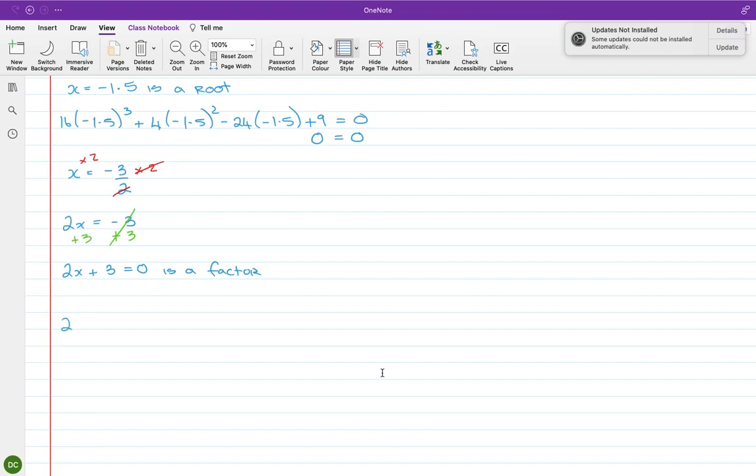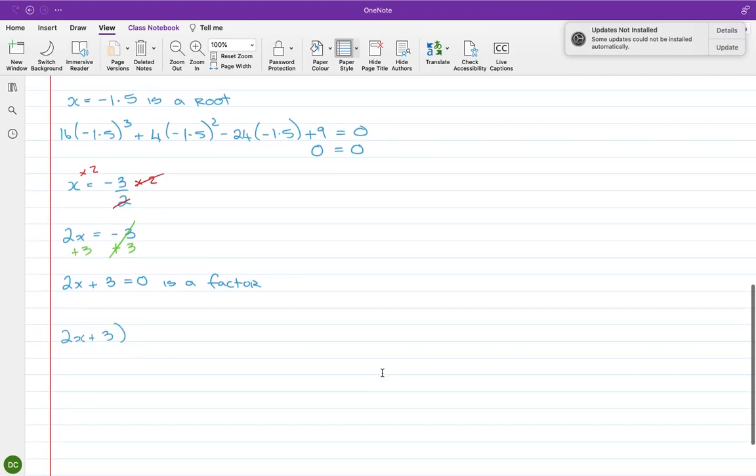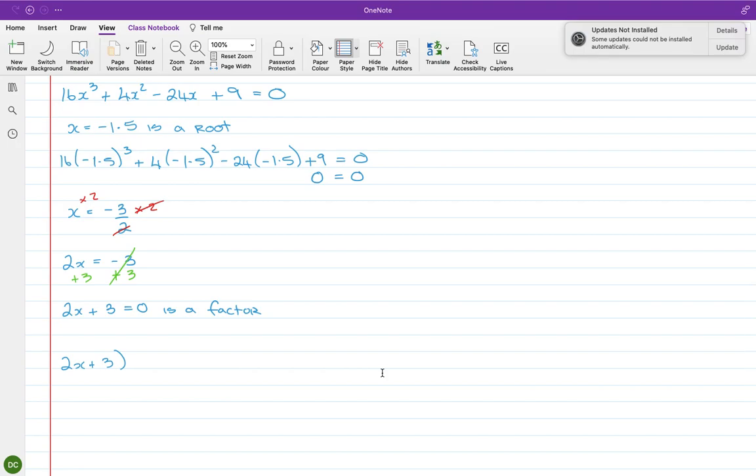So 2x plus 3 divided into, I'm just going to scroll a little bit. You can see the equation there at the top. So I'm going to divide it into 16x cubed plus 4x squared minus 24x plus 9. Yeah? So 2x into 16x cubed is 8x squared. 8x squared multiplied out is 16x cubed plus 24x squared. And then we change the signs. So the 16 is positive, so I'm going to make it negative. And the 24 is positive, so I'm going to make it negative.